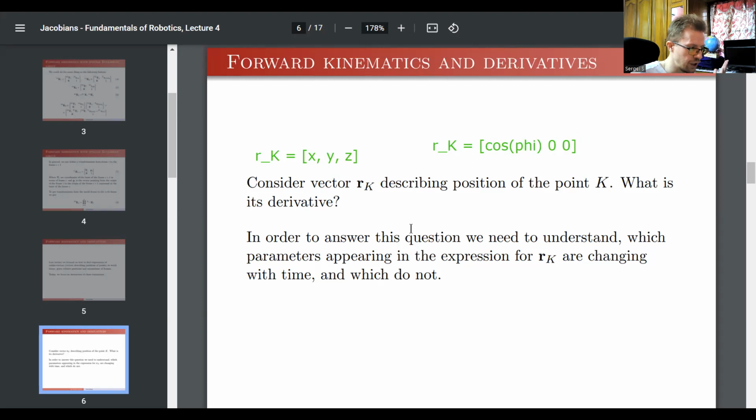So what is the derivative of r_k depends on parameters that we use to express r_k. The k would still be the same point in all three examples, by the way. There would still be some point here. It's just a point. So you need to be careful when you talk about derivative of a vector. It depends on the parameters that change in time. Okay, good.